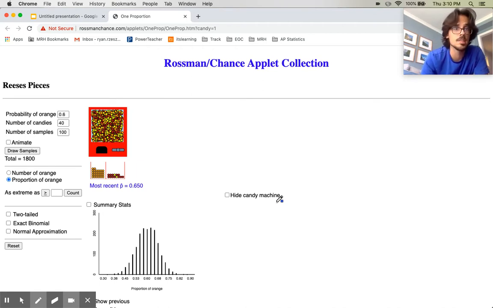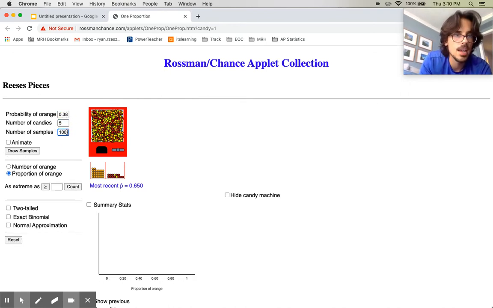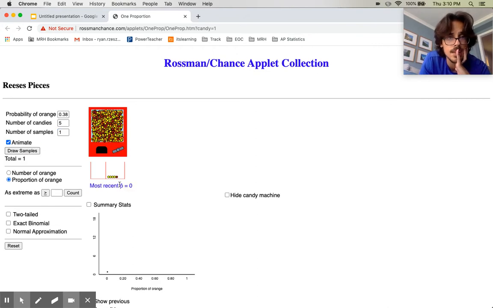There are two kinds of exceptions that I want to talk about. So I'm going to show you a few times when this theory falls apart. The first thing I'm going to do is call this a 0.38, so 38% of them are orange. But I'm going to lower my sample size down to 5 candies. I'm going to turn animate back on because I want to show you what's going to happen. So now I'm only picking 5 candies at a time. That time I got 0% orange. This time I got 20% orange. Another 0, 60, 40, etc.